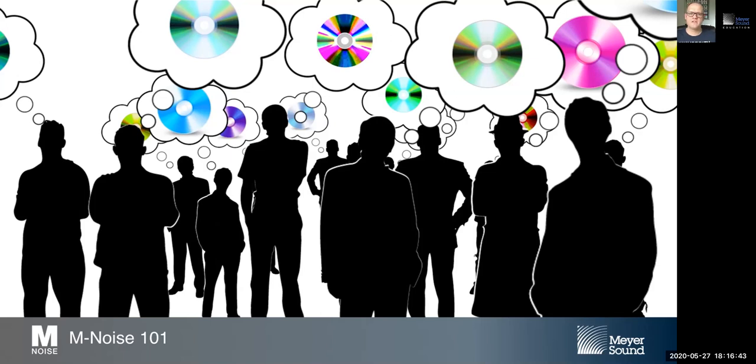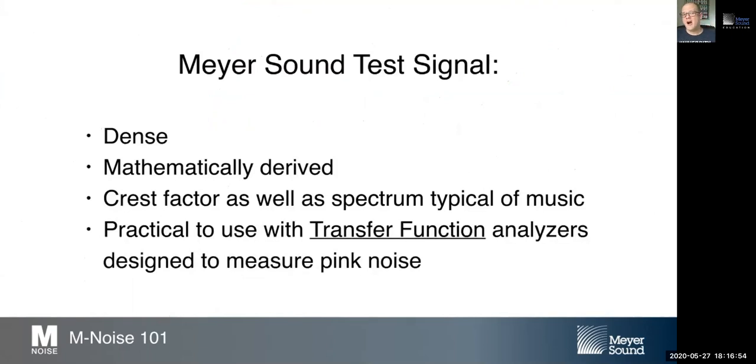So we reasoned back then that you should use a signal that comes close to the ultimate program material that you end up listening to. But what is the problem with music? Music is sparse. That is to say, not all notes are played at the same time. Whereas if you had a test signal that has similar characteristics as music, and it would be based on noise, such as pink noise, for example, then it's dense, where all notes are played at the same time.